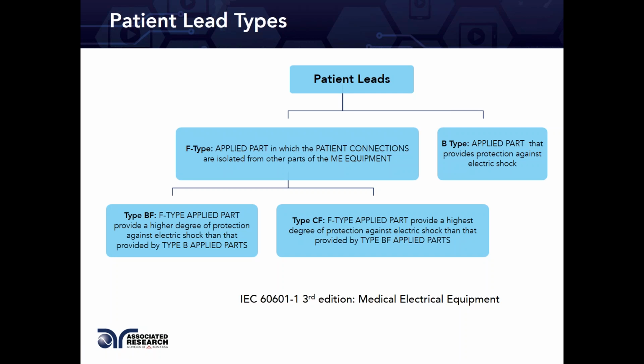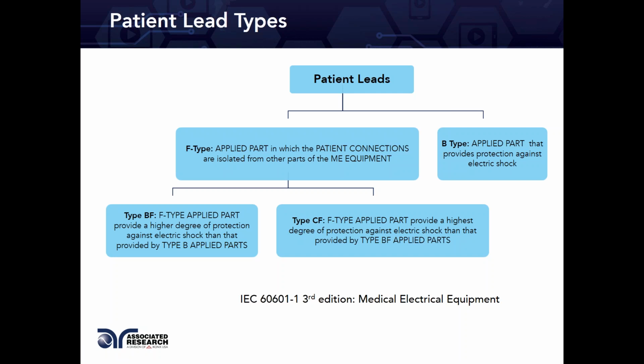For an F-type applied part, you're required to have additional isolation between any type of internals of the medical equipment. An F-type applied part requires additional isolation from the mains input for your product. A subtype of F-type products would be considered a BF type. Again, this is floating, the F-type applied part providing a higher degree of protection than a normal B-type product. So BF types have additional isolation compared to your B-type products.